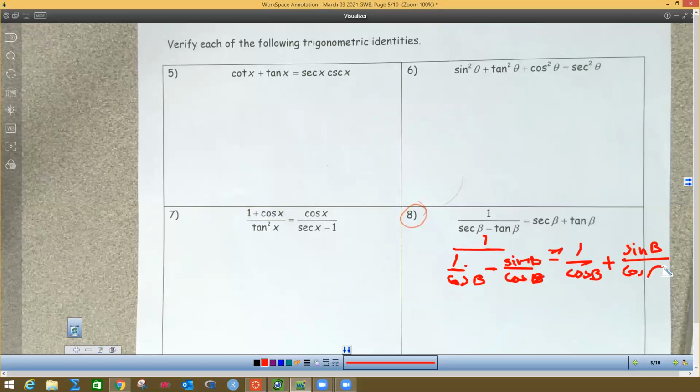sines and cosines. So over here on the right side, I notice I already have a common denominator, so I'm going to put both numerators over my common denominator. I'm going to have 1 plus sine beta all over cosine beta. On this side over here, I got common denominators in the bottom, so I'm going to put this as 1 over 1 minus sine beta over cosine beta, because the cosine is the same in both parts.